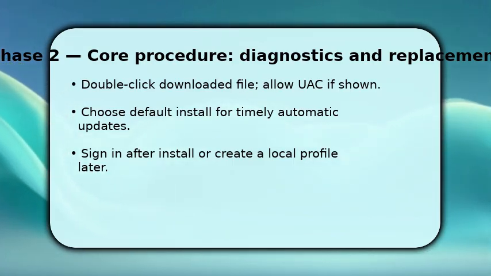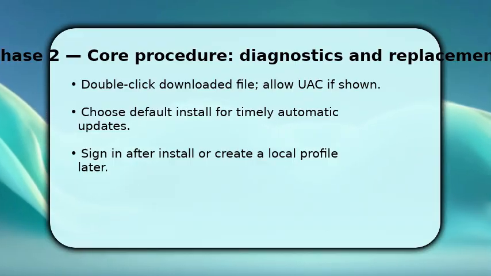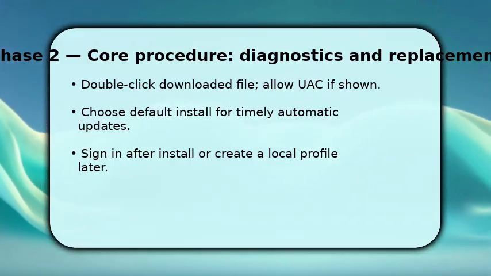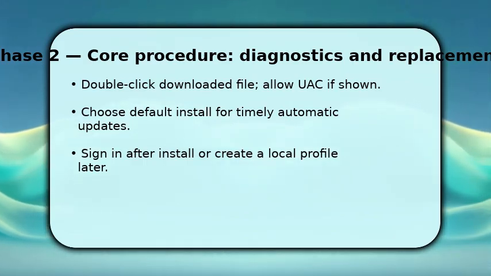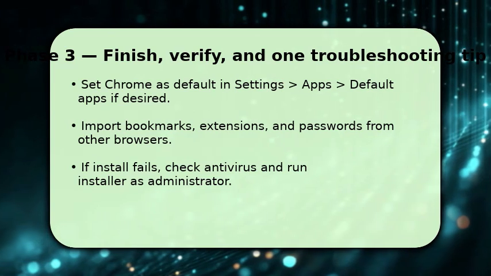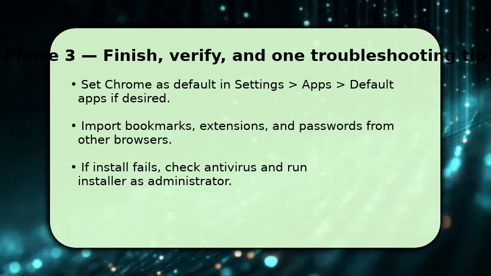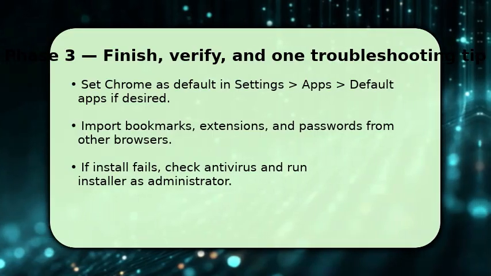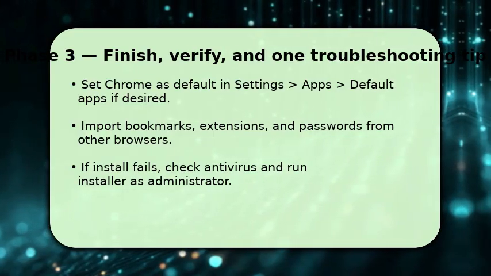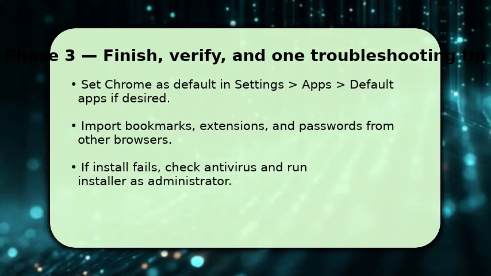Sign in with your Google account to sync bookmarks, passwords, and settings, or skip and create a local profile. Either option is reversible. You finish by adjusting defaults and imports. Set Chrome as your default browser via Settings, Apps, Default Apps, and import bookmarks or passwords from Edge or another browser through Chrome settings. Make sure extensions come only from trusted sources.